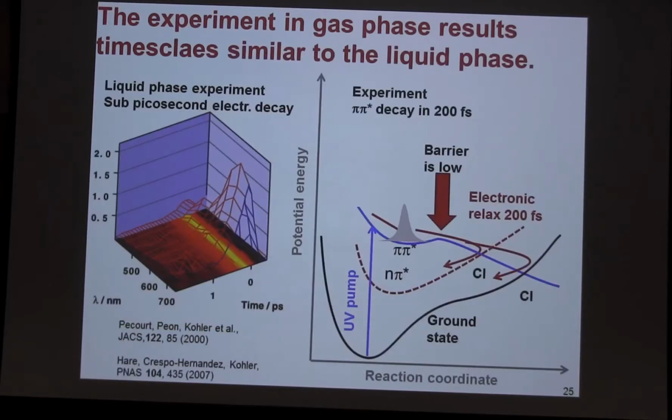So that essentially brings us to the following picture, summarized over here. We get electronic relaxation in 200 femtoseconds of the majority of the pi star state, at least as far as our signal to noise allows us. There could be some little bit trapped in here, it's hard to quantify. We at least see the n-pi star state appearing.